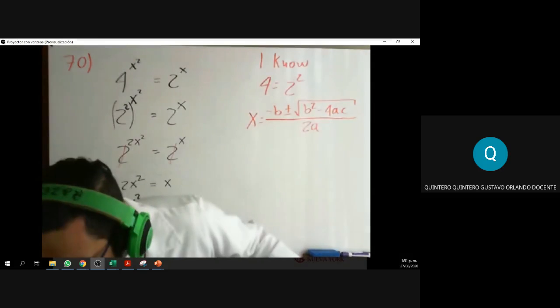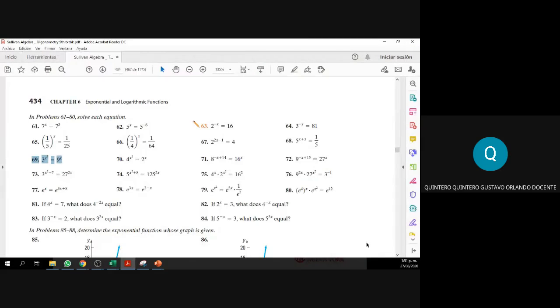Give me a couple of seconds, please, and I'll copy the question. All right, 69. The question is 3 elevated to the x cubed, and that is equal to 9 elevated to the x. All right.